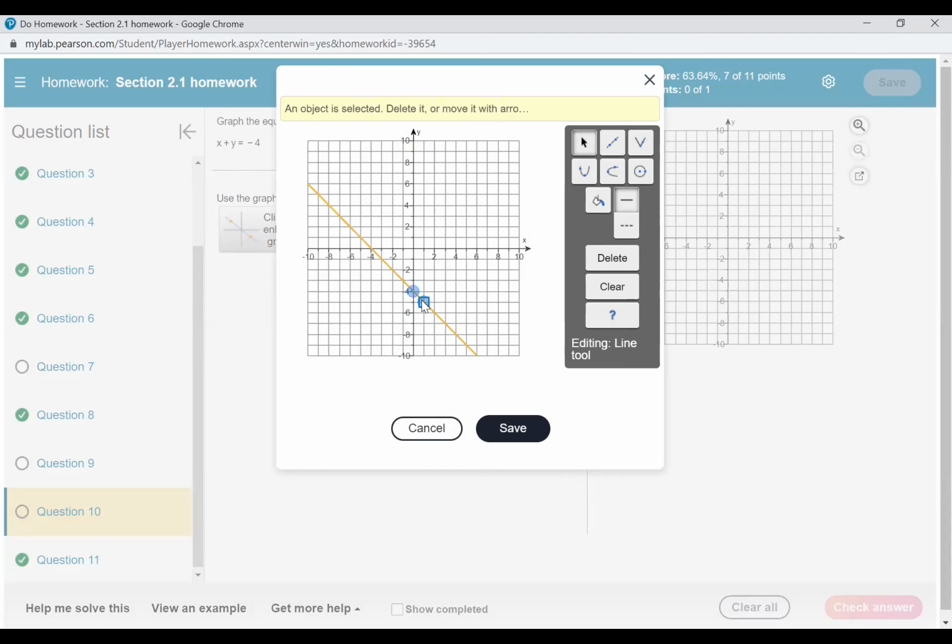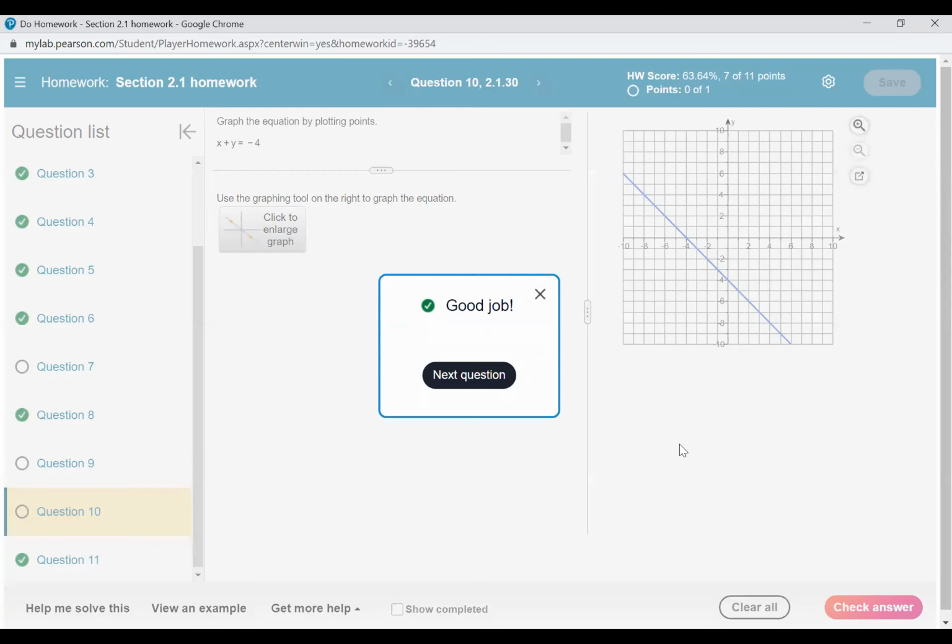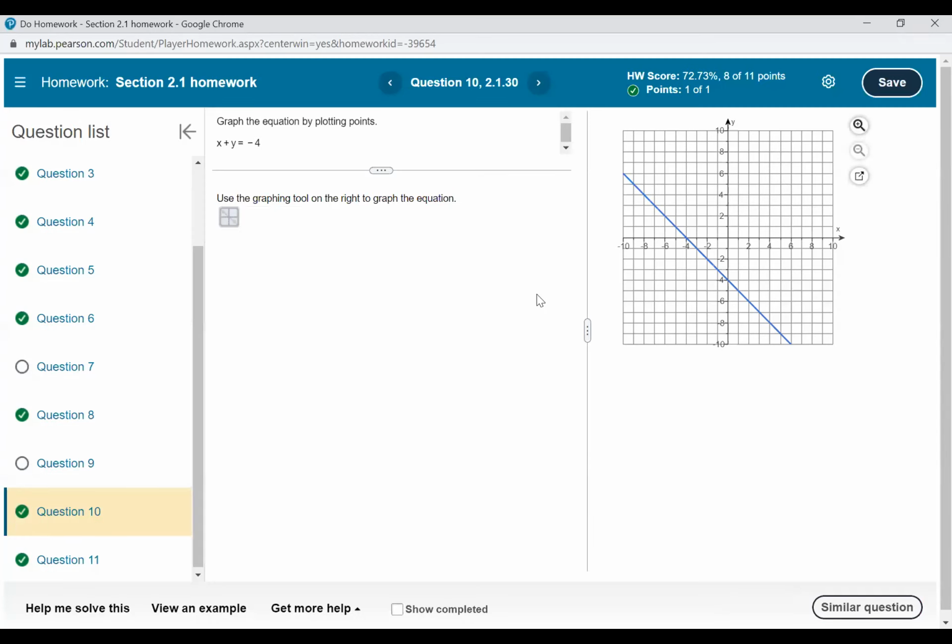Now notice that other point over here when I did -1, -3, I could have used that point because it's still on that line there. So it don't matter what 2 points we pick as long as they are on that line, okay? All right, y'all save that, and then you're going to check that answer. So that's basically 2.1, and it's your first introduction to graphing.